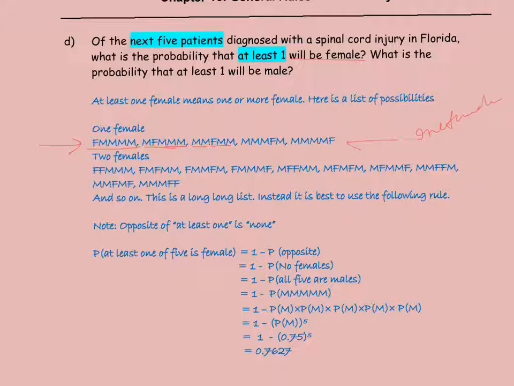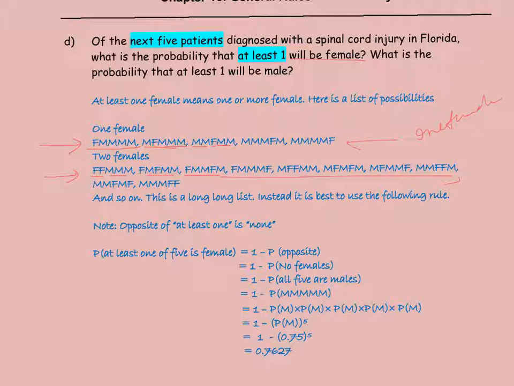But now since it says at least 1 female, it's possible that there are 2 females in the 5 patients who are diagnosed with spinal injury. So what if there were 2 females? Look at the various possibilities. We have 2 females, then 3 males. Female, male, female, male, male. So that's another case in which you have exactly 2 females. That's another case where you have exactly 2 females. There's this long list, and it goes on and on.